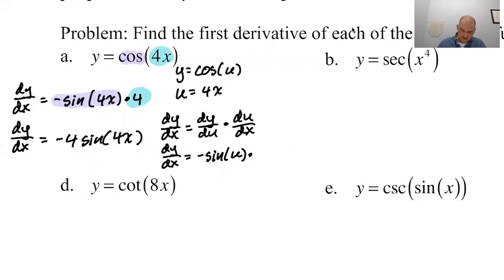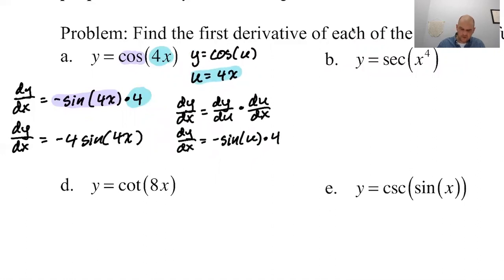So if u is equal to 4x, then du dx is just 4. Now the weird thing about this way of taking the derivative, which I'm going to move again, and eventually I'll get this right, is that our final answer isn't our final answer because we still have u's in it and we don't want that, right? So sine of u is actually sine of 4x. So here we would have dy dx is negative 4 sine of 4x.